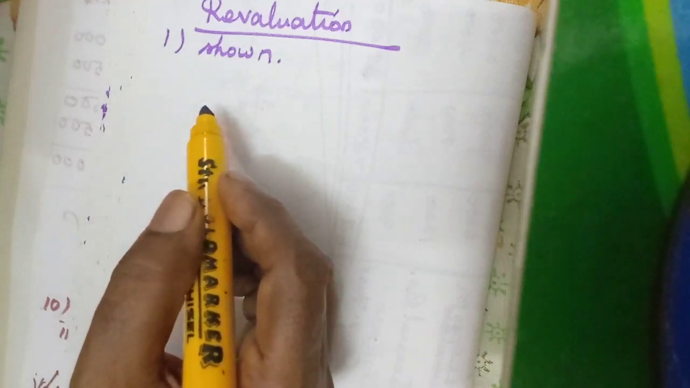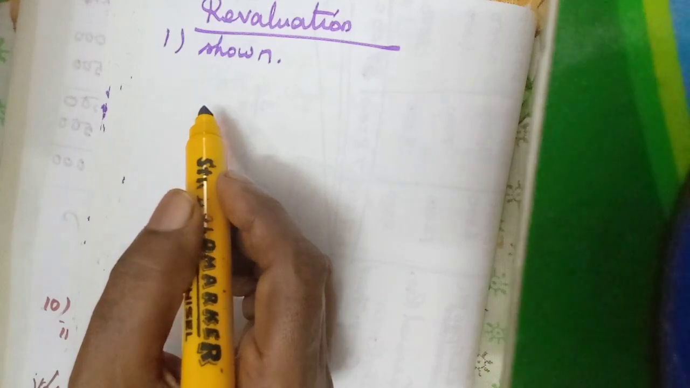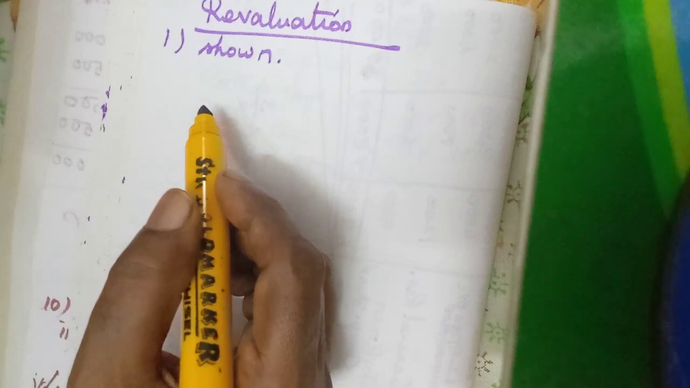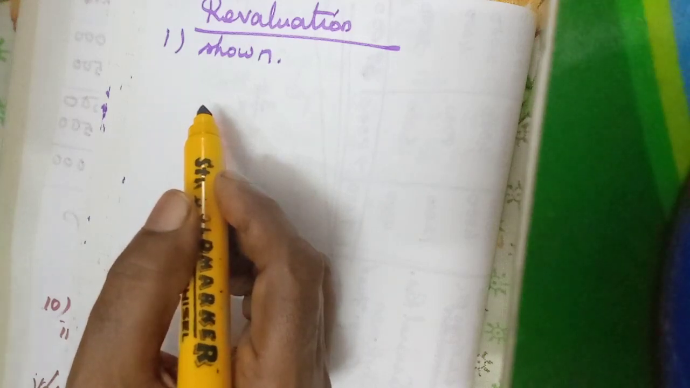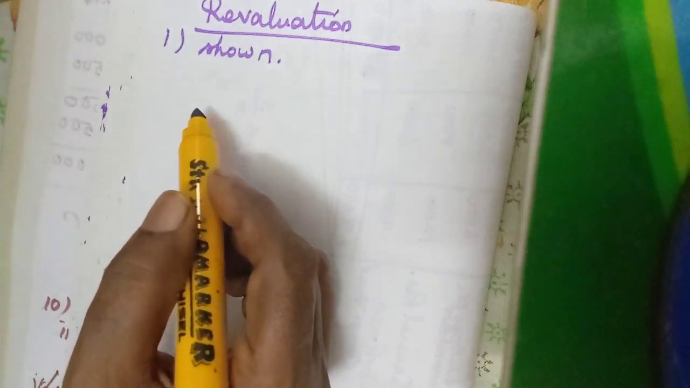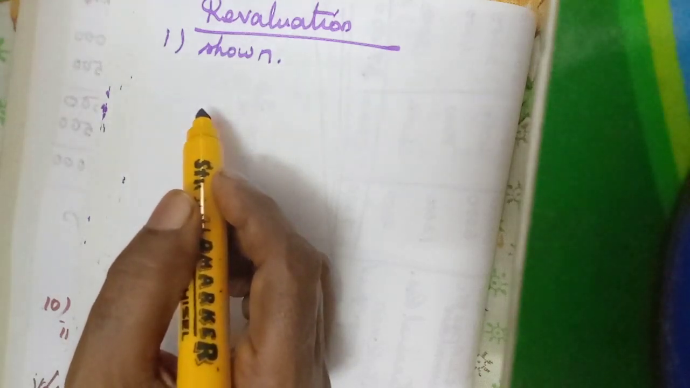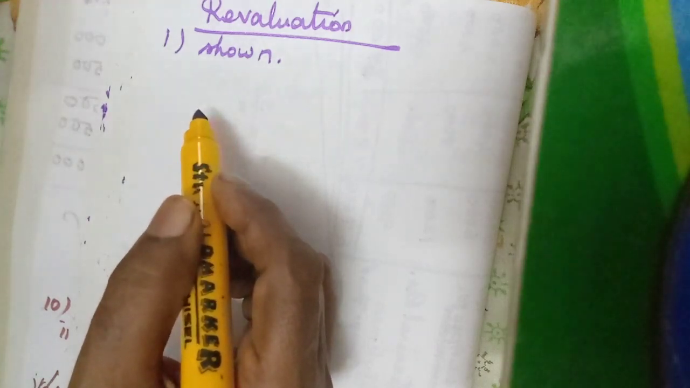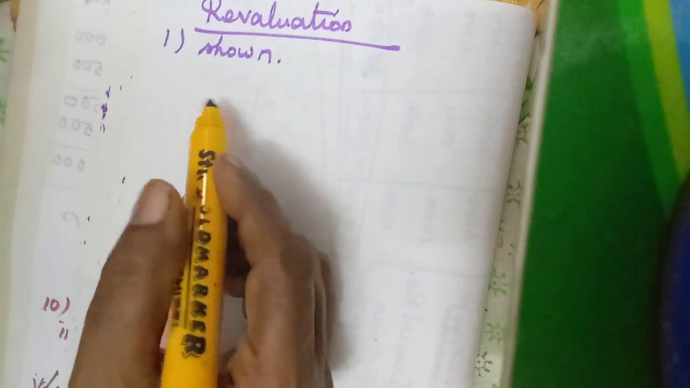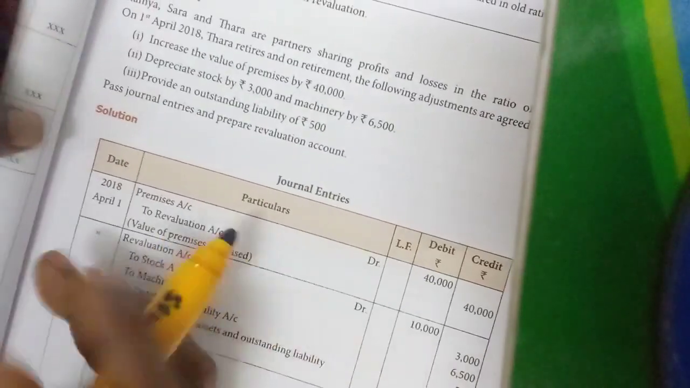Since it is profit and loss, which type of account is this revaluation account? It is a type of nominal account. There we will debit all expenses and losses and credit all incomes and gains. So it is a nominal account. In the same way we need to prepare the revaluation account. So I think we can see an illustration. First illustration I will show to you.